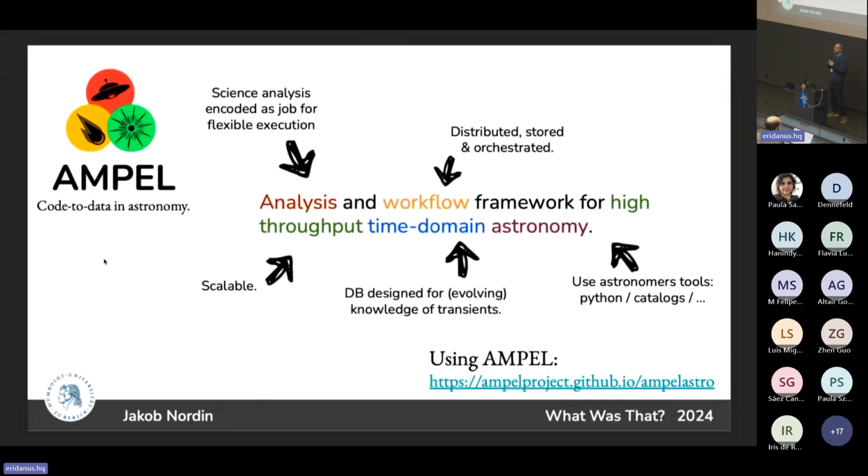Okay, so I will now switch to AMPEL. This is the most compact one-sentence description of AMPEL I could think of. So it's an analysis and workflow framework for high-throughput time domain astronomy. So broker does not enter per se. I won't talk about any technical details of how that actually works. I'm very happy to do so, so please find me later if you want to.